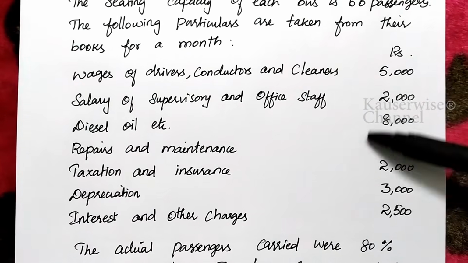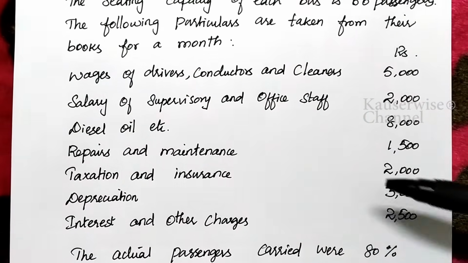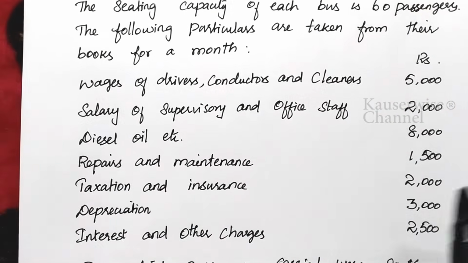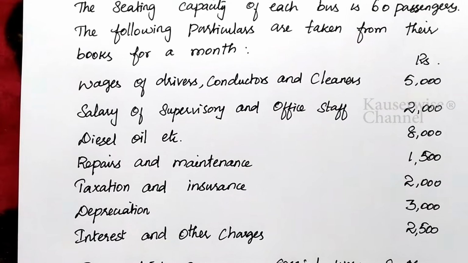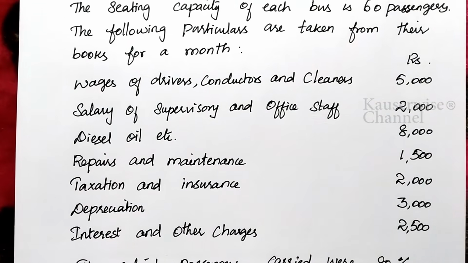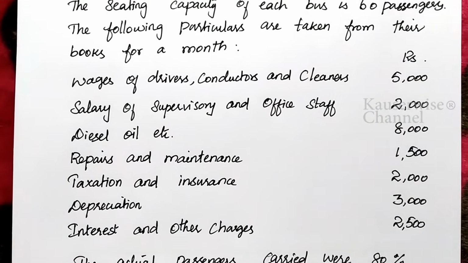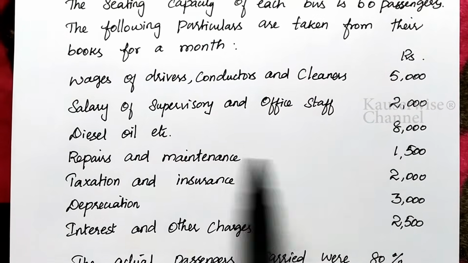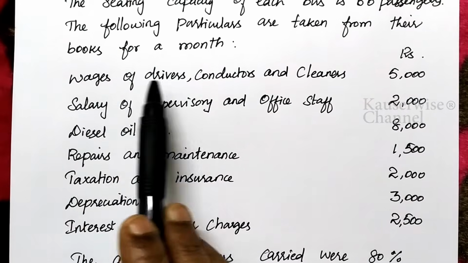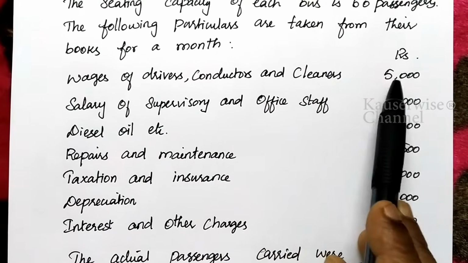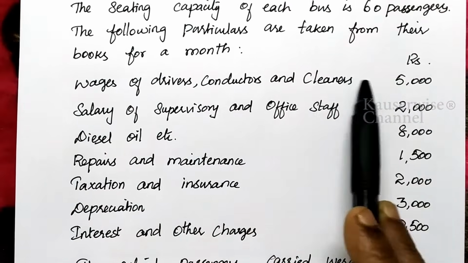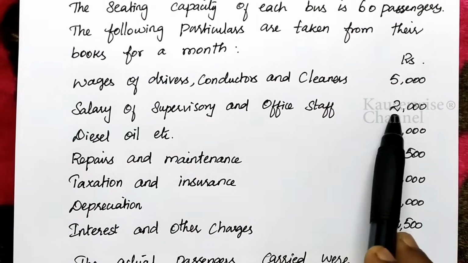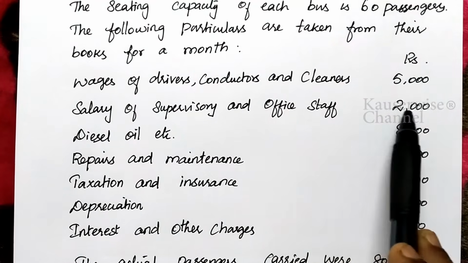Now see the problem. In the problem they have given cost information. With that you have to find out the fixed cost and variable cost. Okay, see, fixed cost means the cost remains the same irrespective of the kilometers or passengers traveled. So certain expenses remain constant for each and every month. See, the first one is wages of drivers, conductors and cleaner. This is a monthly payment, right? This is a fixed cost. And then salary of supervisor and office staff is also a per month calculation. This is also fixed cost.